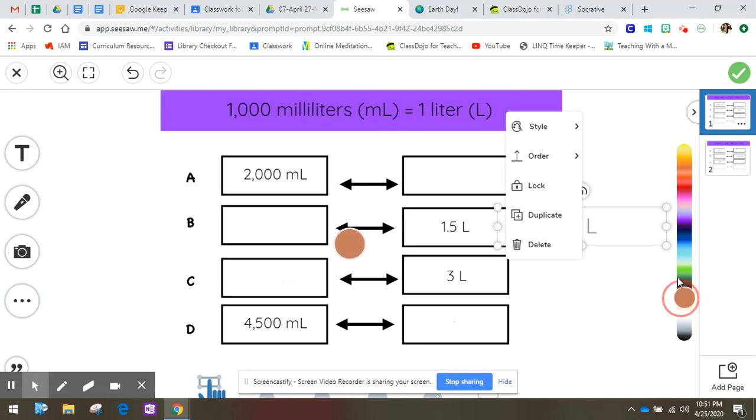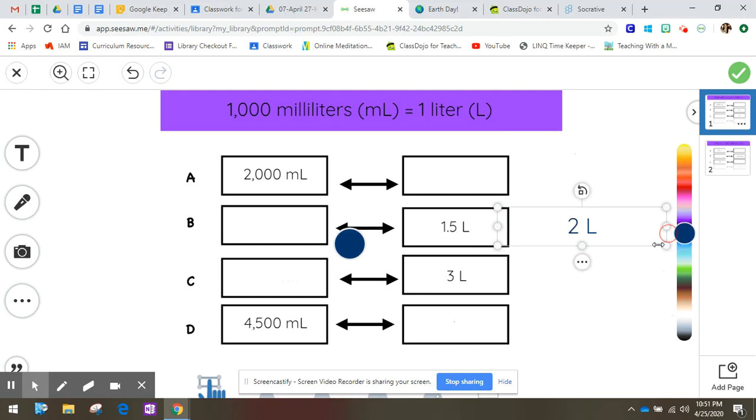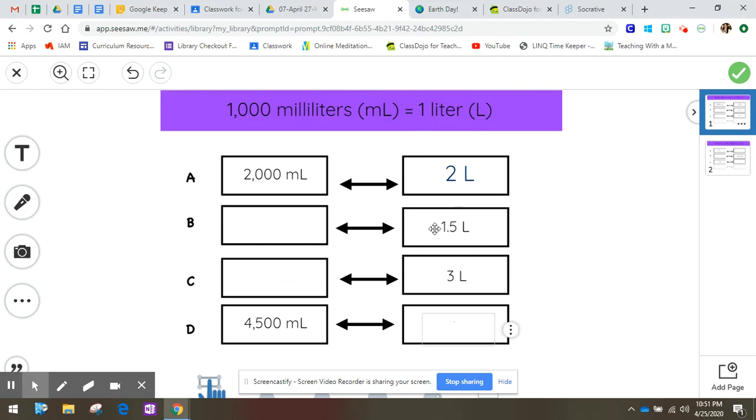And we'll do this in blue today because it's my favorite color. All right. So 2,000 milliliters is equal to 2 liters. We can see up here, whatever number is on this right side has got to be smaller. And then how much smaller? It's got to be 1,000 times smaller than what's on this side.